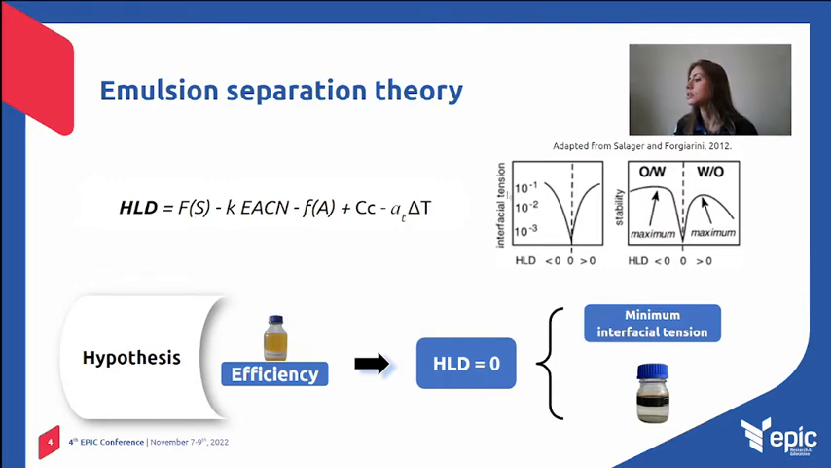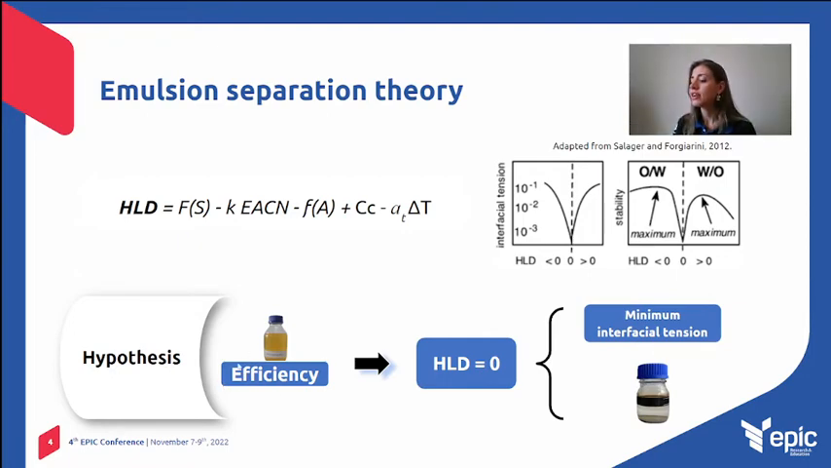Based on these 2D diagrams, which correlate interfacial tension with HLD and stability of emulsions with HLD, we can take some important information from these diagrams, right? So, as you can see, a minimal interfacial tension occurs when HLD is equal to 0, and a minimal emulsion stability occurs when HLD is equal to 0 again. So based on that, the hypothesis of this research was created.